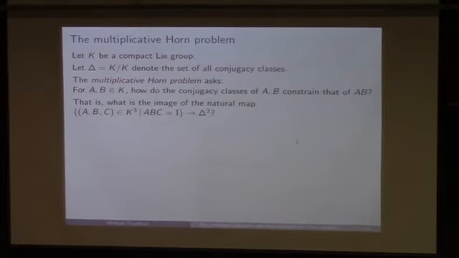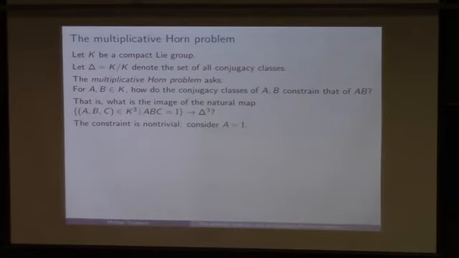What is the image of this natural map? So it's a map from a compact set, right? So you know it's going to have compact image. And it's clear that this image is not all of delta cubed, because if A is the identity, then B and C must lie on the diagonal.